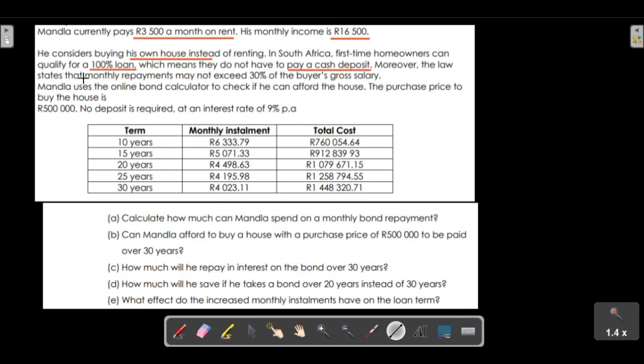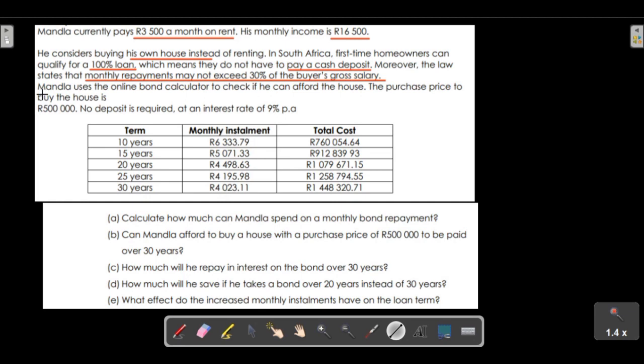Moreover, the law states that monthly repayments may not exceed 30% of the buyer's gross salary. The gross salary, guys, is like the total salary. In this case, his total salary is 16,500. This doesn't mean that he actually takes home 16,500. There are deductions and stuff. We will look at that when we are doing taxation. So the law states that monthly repayments may not exceed 30% of the buyer's gross salary.